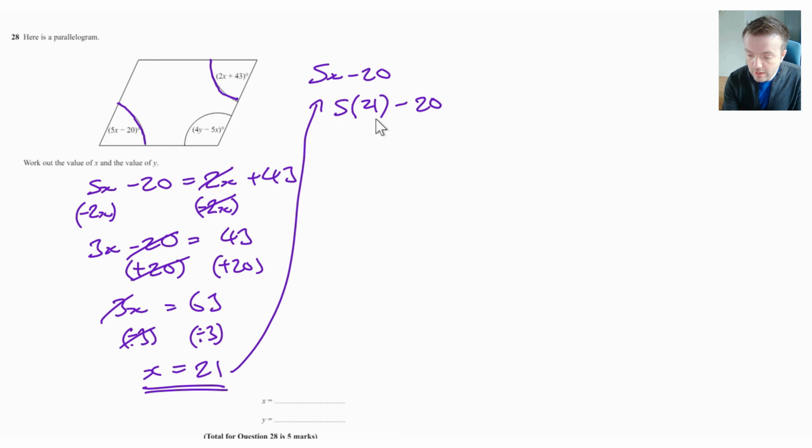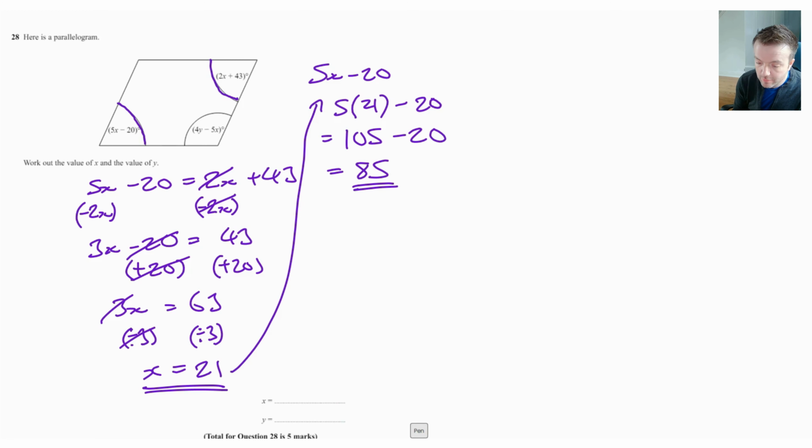minus 20. Now, if you're unsure about that, you can use long multiplication. I'm just going to go 5 times 21 is going to give me 105 because I'm super clever and I can do it in my head. Only joking. Right, 105 minus 20. Okay, so that's going to give us 85. Right. Okay, so we now know that one of those angles is 85.